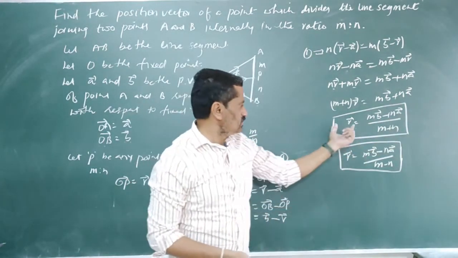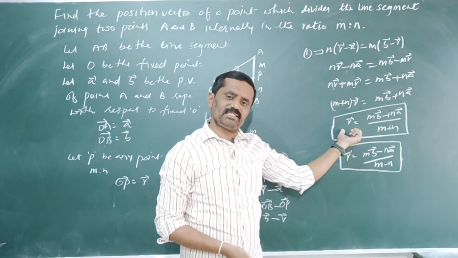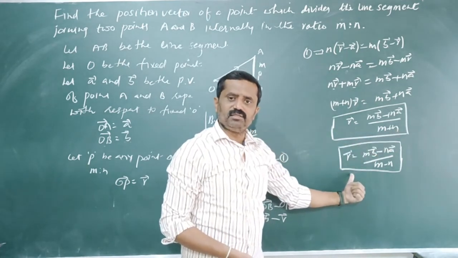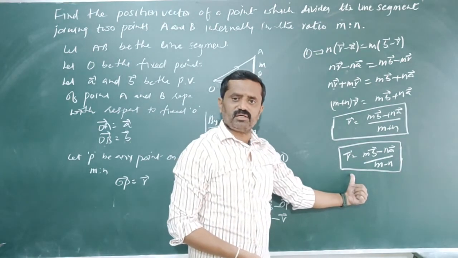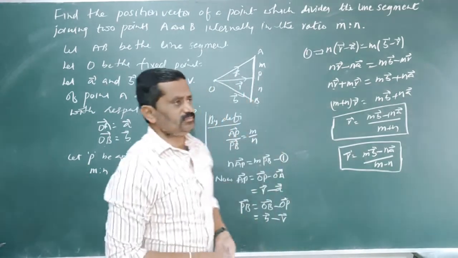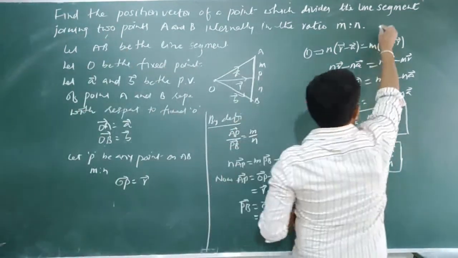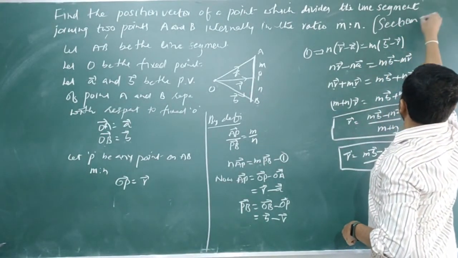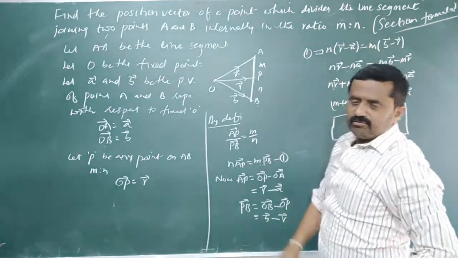n). So this is the position vector of a point which divides the line segment internally in the ratio m is to n, and this is the position vector of a point which divides the line segment externally in the ratio m is to n. Usually this is also called the section formula.